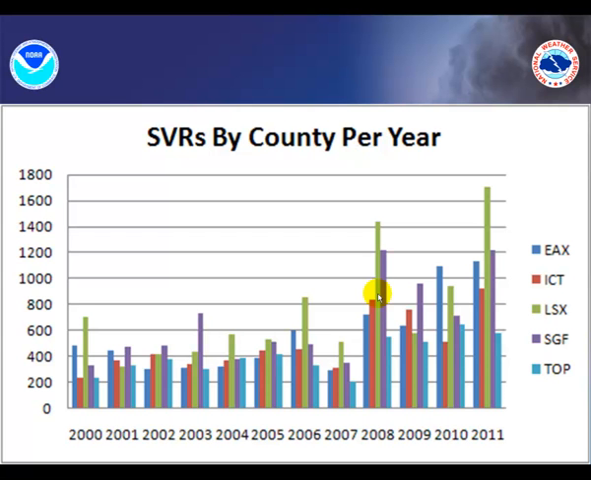And then in 2008, of course, that was the first year, our first full year of storm-based warnings, we immediately saw an increase in counties warned and severes. And although it's gone up and down since then, you can see that it's averaged out to be well above what it was prior to 2008.